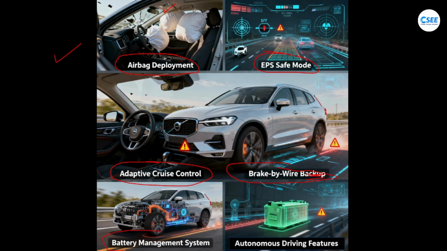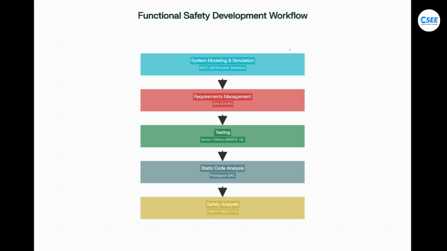Battery management systems rely on functional safety to detect overheating, prevent short circuits, and avoid fires. For autonomous driving features such as lane keeping and emergency braking, functional safety ensures the vehicle responds correctly even when sensors or software encounter faults. Developing functional safety systems requires specialized tools.